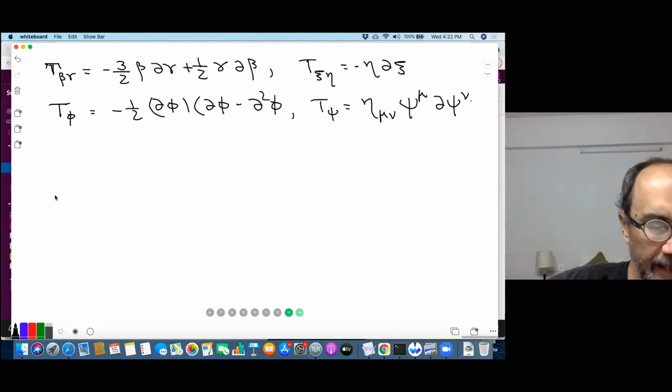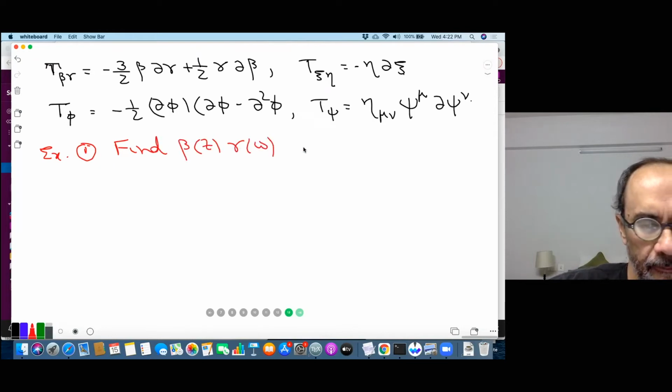Based on this, whatever I have said, I'll now leave you with some exercises. First, find the beta gamma OPE. Beta and gamma are given in terms of xi, eta, phi. You know what the OPEs of xi, eta, phi are.